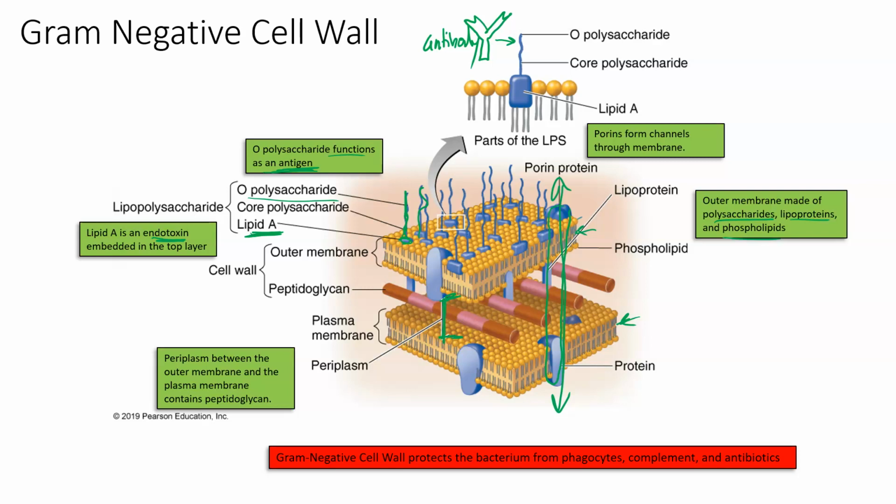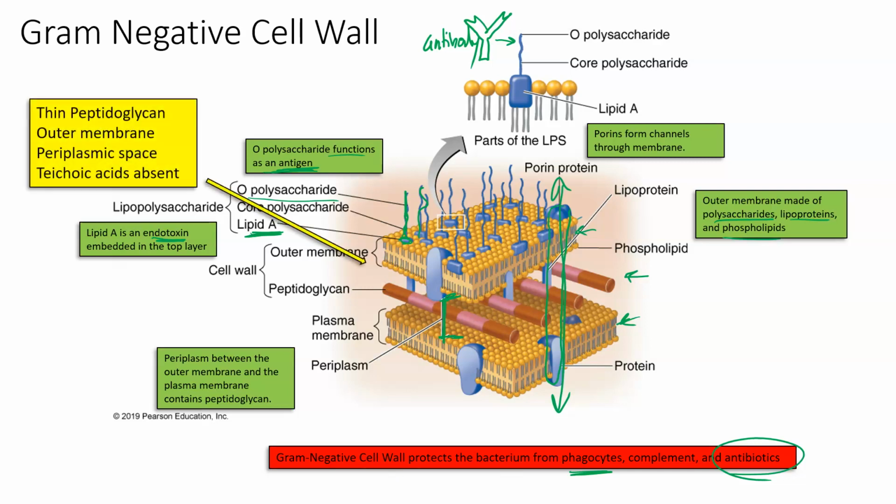The gram-negative cell wall protects the bacterium from phagocytes and complement and antibiotics. Because the gram-negative cell wall is embedded between two phospholipid membranes, it's a little more protected, obviously, and so a lot of the compounds that we use in our immune response and through antibiotics don't get to the level of the cell membrane or get to the level of the cell wall, and so they can't really cause the same level of lysis that a gram-positive bacteria is subjected to.